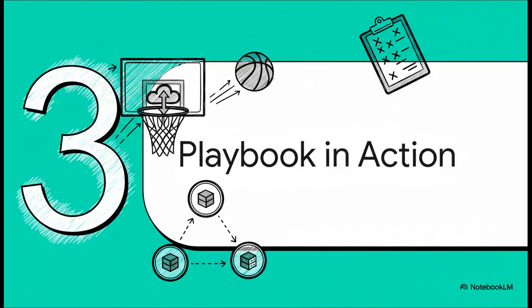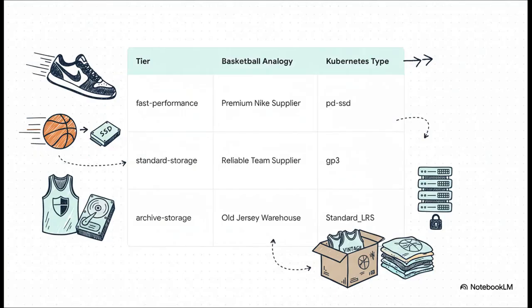All right, so we've got the basic concepts down. Now, let's actually head out to the court and see how this whole playbook works in a real game. This is great because it really maps our analogy directly to real-world tech. So your premium Nike supplier, that fast performance tier, in the real world, that could be something like an SSD on Google Cloud. We're talking super fast persistent disks. Your reliable team supplier for standard storage, that might be a GP3 volume on AWS, which is an awesome general purpose choice. And that old jersey warehouse for your archives, that's kind of like Azure's standard LRS, perfect for cheap long-term storage.